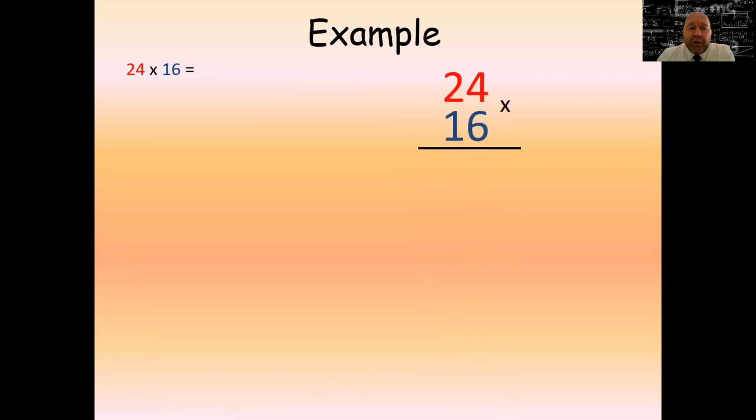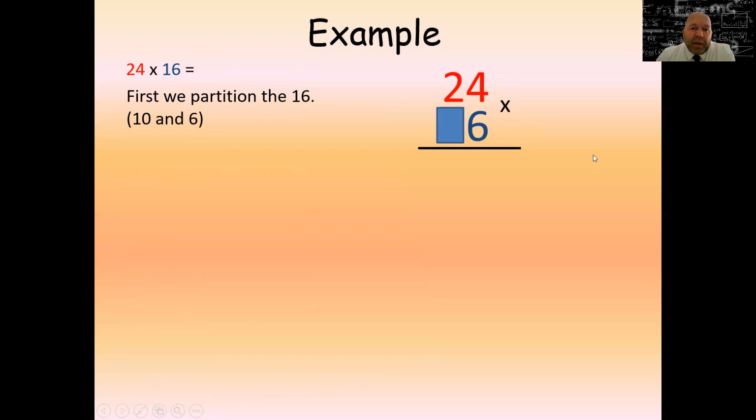Now, the first thing you're going to do is set it up in a column format like this. Okay? And then we think about the 16 as being two separate numbers. We're going to partition it into 10 and 6 and deal with them as separate questions. It makes life so much easier. So to start with, we're going to ignore the 10. Okay, it's still there. It's not gone anywhere, but we're going to focus on multiplying 6 by 24.